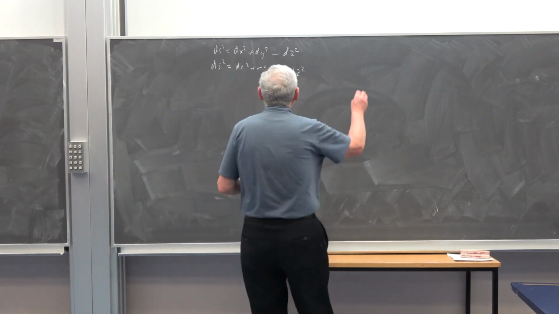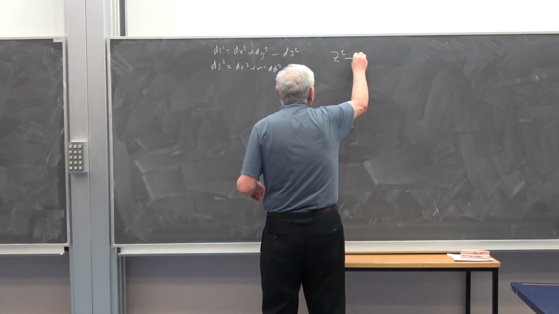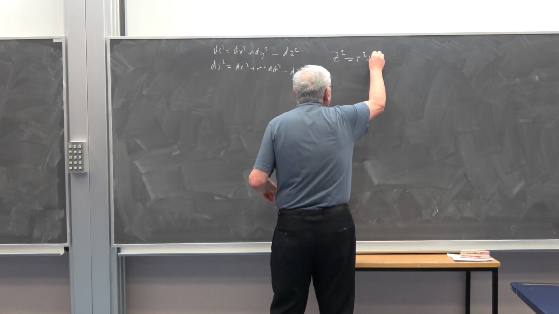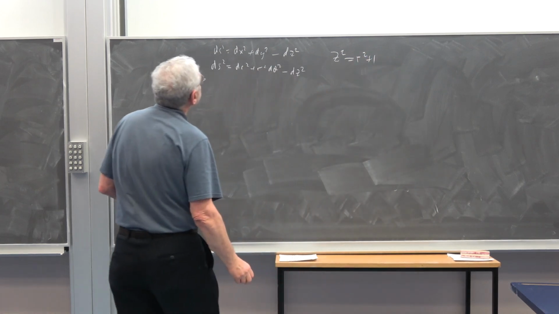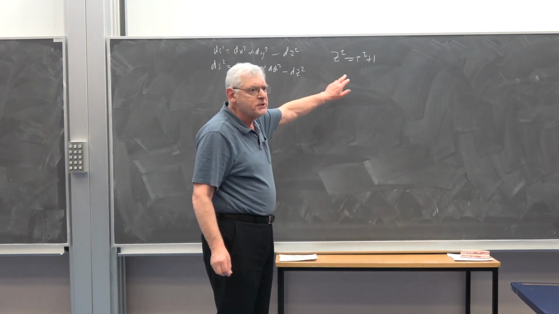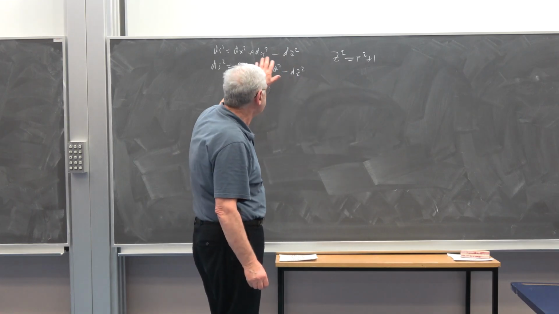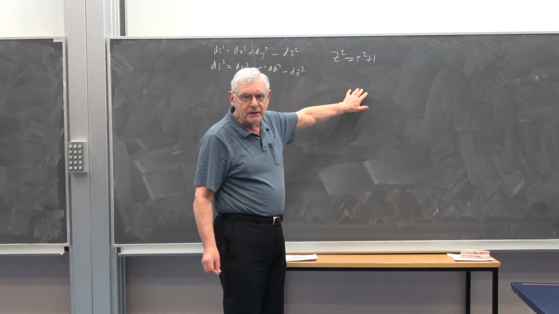And I'm going to look at the surface, z² is r² plus 1. I'm going to look at that constraint. I've got a three-dimensional surface, and I'm imposing a constraint on it.